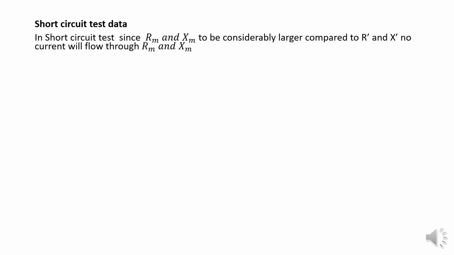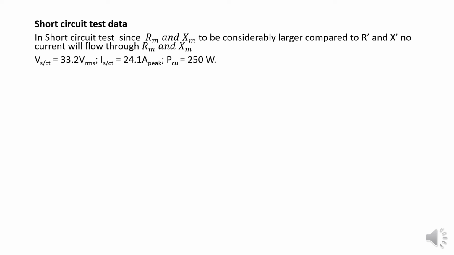In the tutorial I may have used a different symbol for R dash and X dash, but they are the same thing, right? The current will be going through R dash and X dash. There won't be any current going through Rm and Xm. Therefore we can exclude that shunt part from the circuit. So we can remove that, right? In this circuit we have only R dash and X dash.